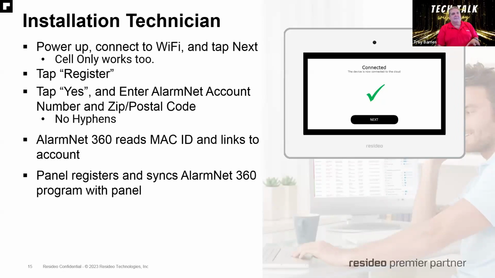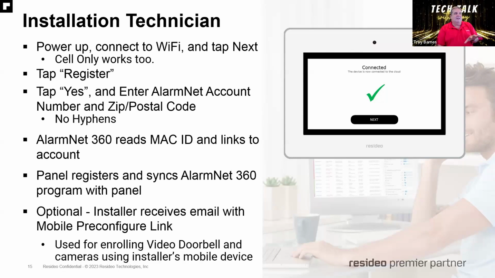Okay, and there's another benefit to using this. Whenever you're setting up, if you are a company that the technicians do not use AlarmNet 360, when you're setting this up in the install ready mode, there's an optional question that will pop up and ask do you want the technician to receive a link for mobile pre-configure of Total Connect? This can be used for enrolling doorbells, making sure everything's functioning properly on Total Connect before you commission the account and hand off access to the customer.